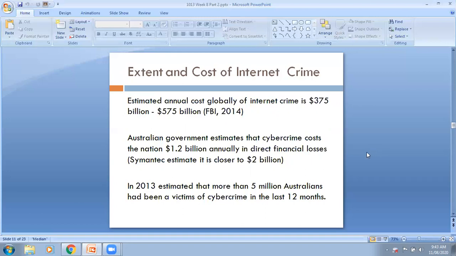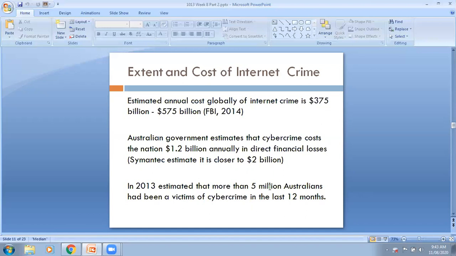Australian government estimates that it costs the nation about $1.2 billion annually, but Symantec, which is a company that does online protections, estimate that it's closer to $2 billion. So the direct financial cost is the actual cost of business, but the entire cost would include investigation costs. Symantec is usually very accurate in what they say. So direct financial includes the investigation, and it's much, much higher.